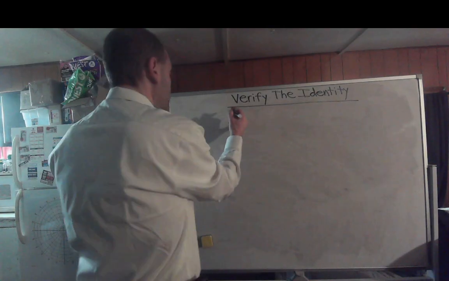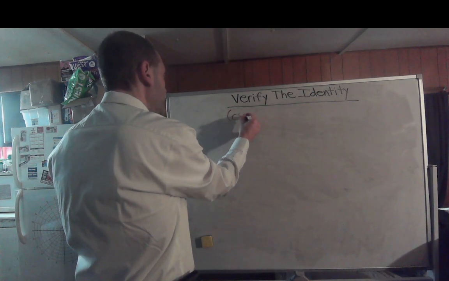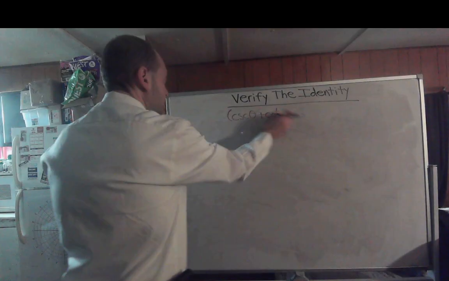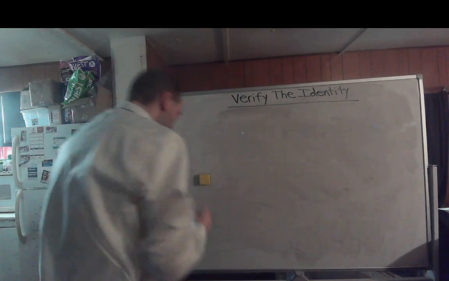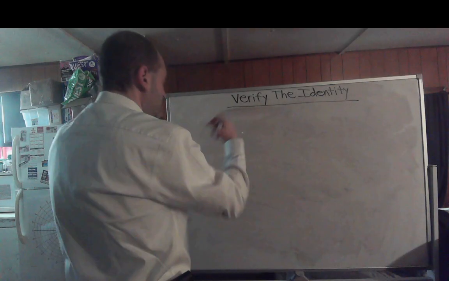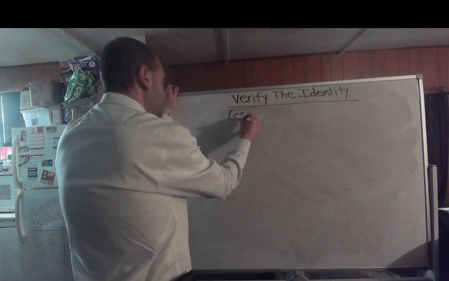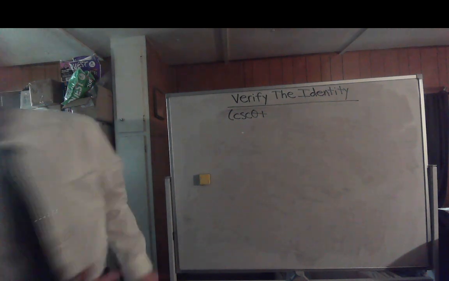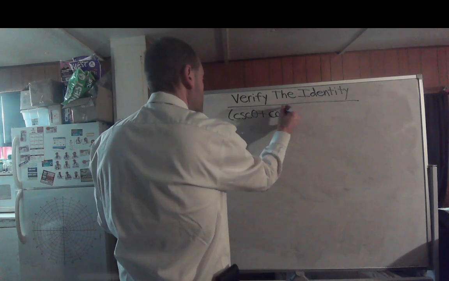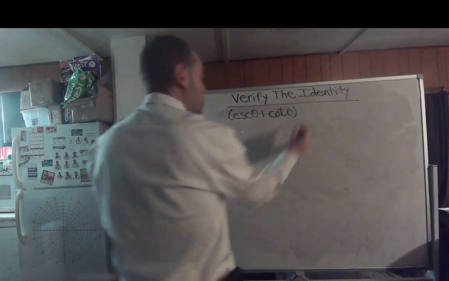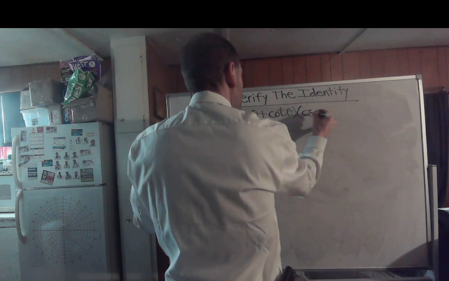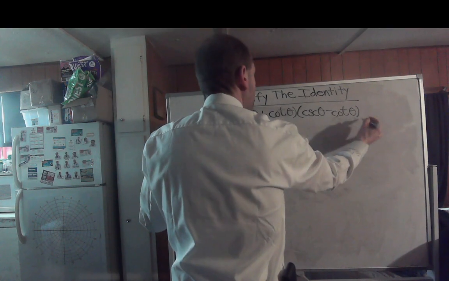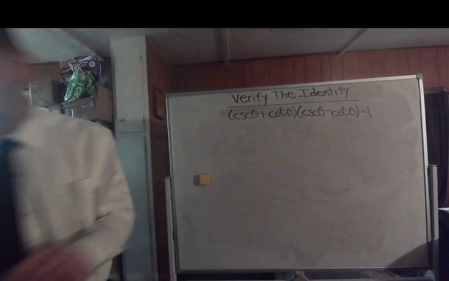So let's see, we are given that the cosecant of theta plus the cotangent of theta, dang it, I wanted to do this in black to start with. Okay, come on. The cosecant of theta plus the cotangent of theta times the quantity of the cosecant of theta minus the cotangent of theta equals 1. We want to prove that.